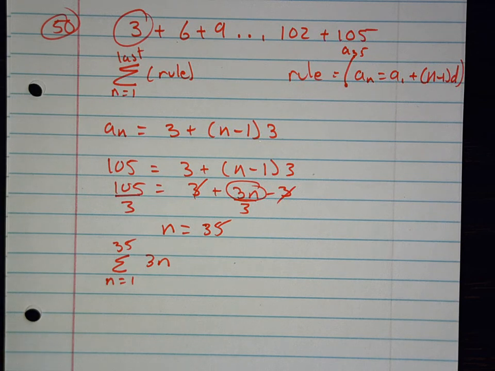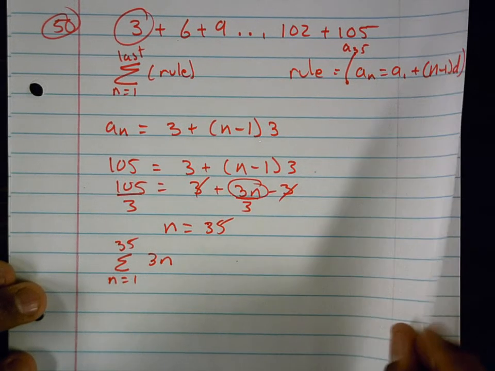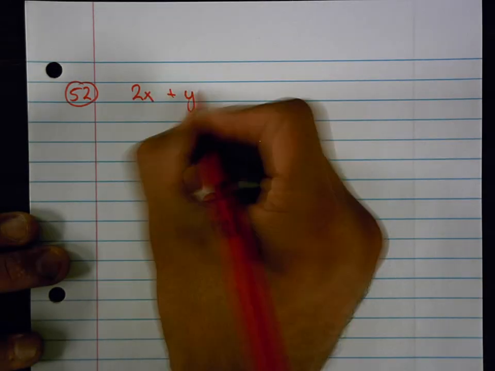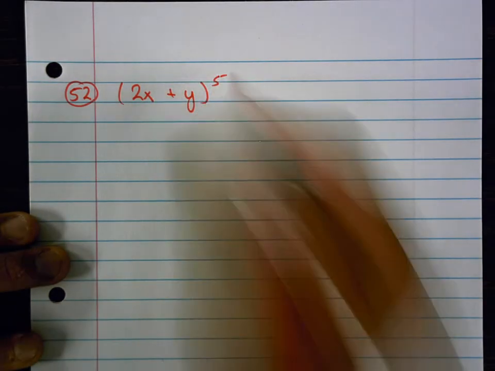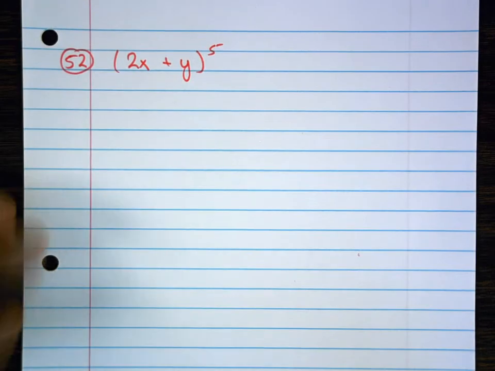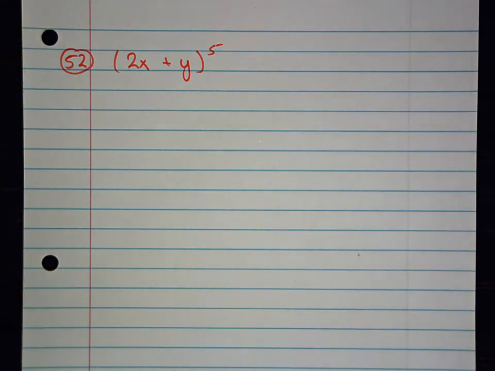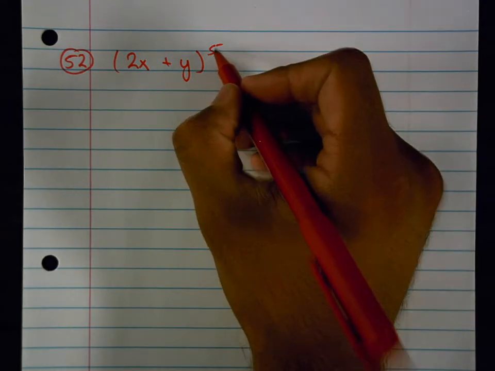Okay. Number 52 is a little bit of binomial expansion. Two more here. And we're looking at 2x plus y to the fifth. Well, you can use Pascal's triangle here if you want, if you can remember all the way down to 6 terms. And how do I know this is 6 terms? Because it's always one more than that.